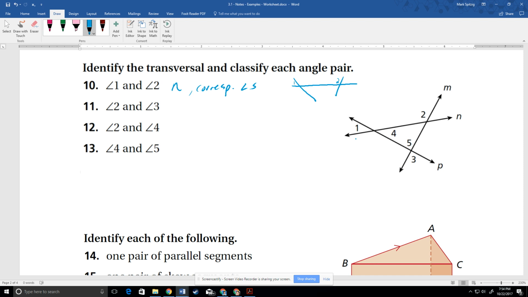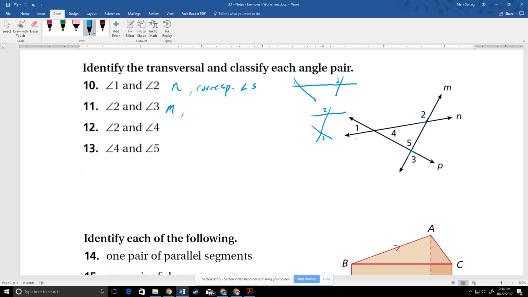All right, we'll keep on going here. Angles 2 and 3. Again, we'll give it a quick sketch. Angle 2 is right there, angle 3 is right there. So they're both on line M, so that's the transversal. Again, making my quick sketch, we have the transversal, that would be angle 2, and then this would be angle 3. So hopefully we can see, oh, look, they're alternate exterior.